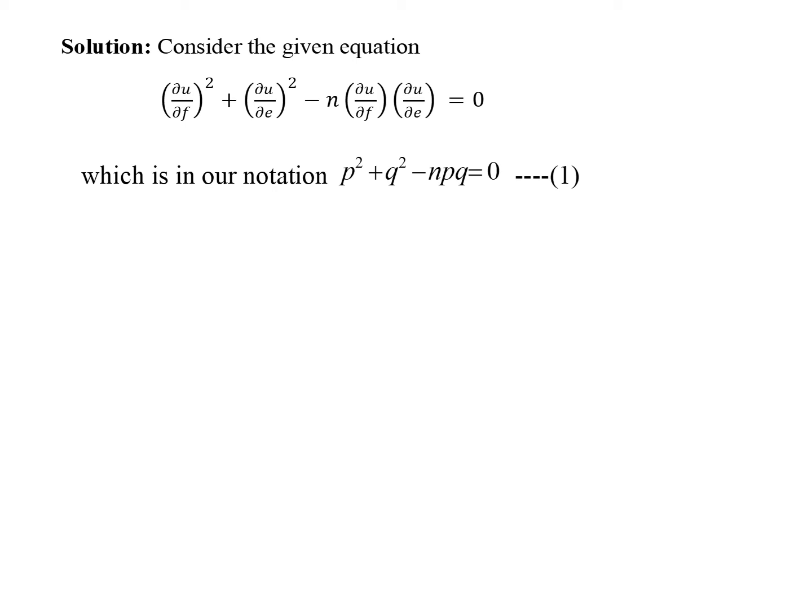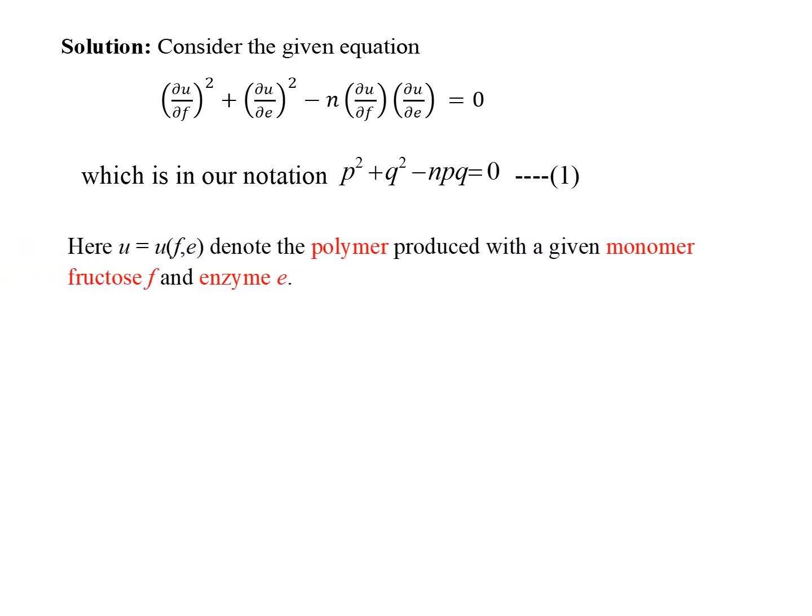And when we observe again here, it has got only P and Q in it, and there are no variables, that is X or Y or Z. So this is of the form a function of P and Q, so it will be of type 1. Here U is the basic function, a function of F and E, which denote the polymer produced with the given monomer fructose, which is the notation F here, and for a given enzyme E.